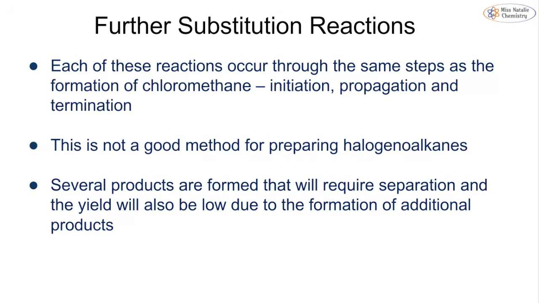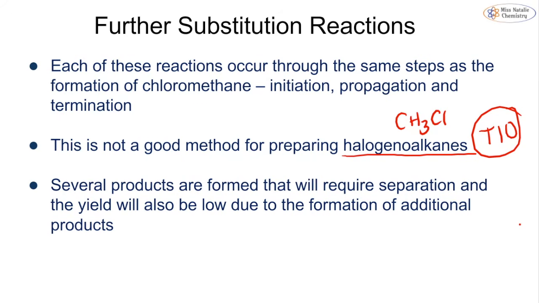So whilst this is a process for preparing a halogenoalkane, like chloromethane, it is not the best method to prepare these because we cannot make the exact one that we want. If we want to make chloromethane, we can't confirm that we're not also going to make di, tri, or tetrachloromethane. So in topic 10, we will look at ways of actually making halogenoalkanes, but this is just not the best process.